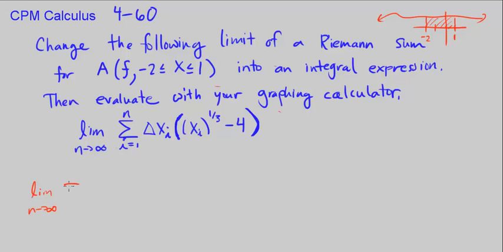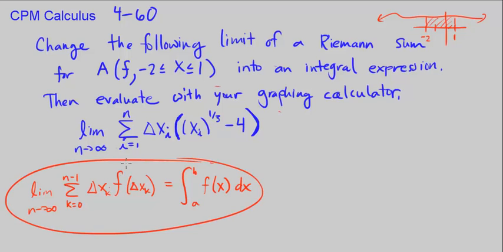So a quick review, we know that the limit as n goes to infinity of our area Riemann sum, where we have some variable k from 0 to n minus 1 of delta x times f of x sub k. You can say sub k or you can say times k, either way, is equal to the integral of our function from our region, f of x dx. Okay, so this is our definition.